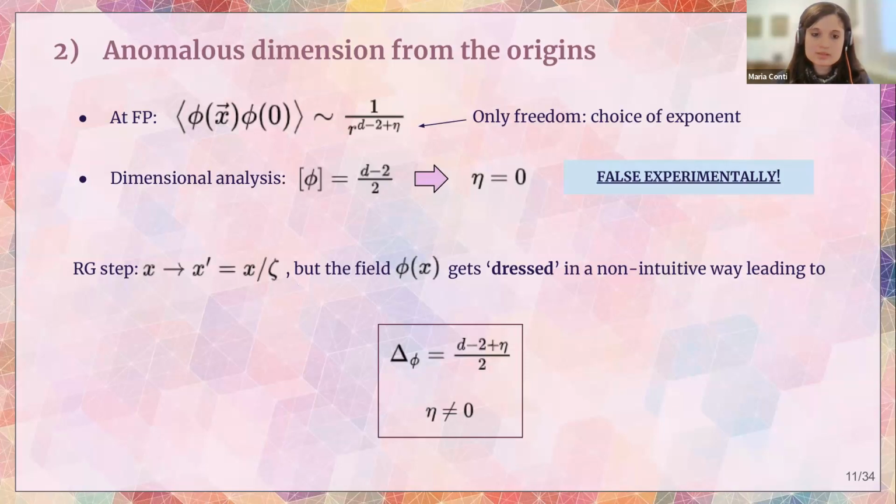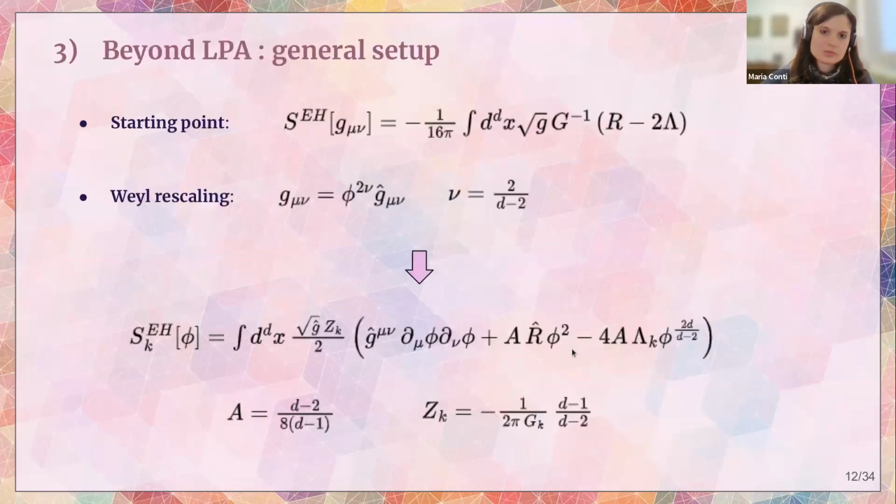The point is it looks like the field phi is getting dressed in a non-intuitive way when you do so, leading overall to a field which acts as if it has a dimension which looks like this, with an extra eta appearing on top of here, where eta is different from 0, and for very obvious reasons we call it anomalous dimension. So enough with the introduction.